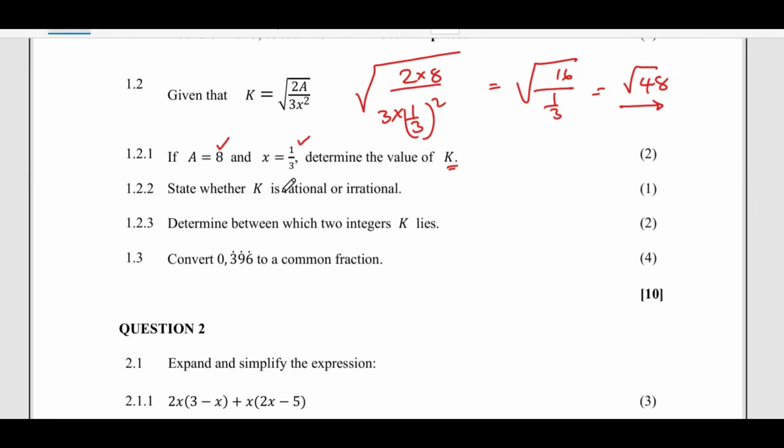So is k rational or irrational? So this entire thing represents k. So this number is irrational because we cannot find the square root of 48 to give us a whole number.